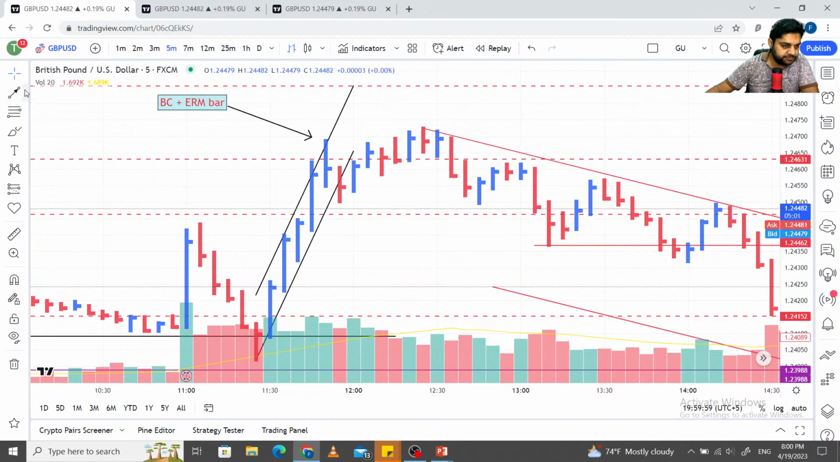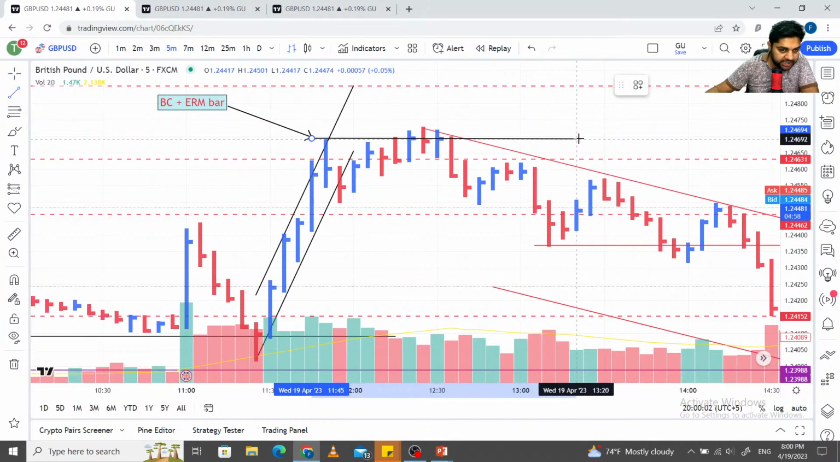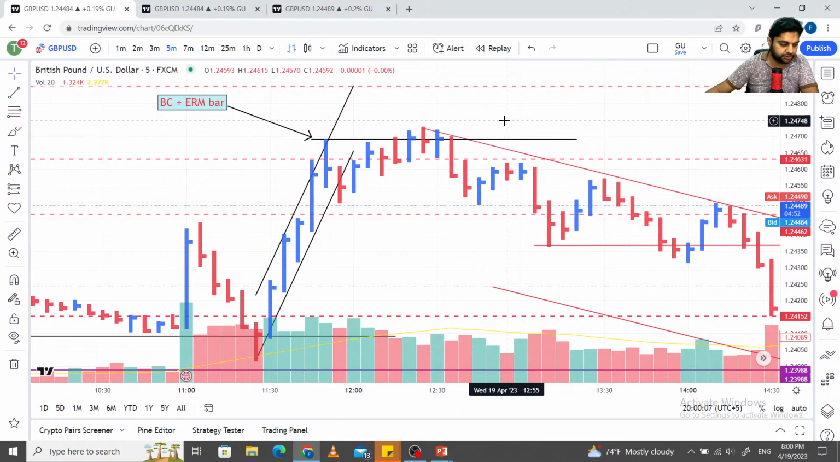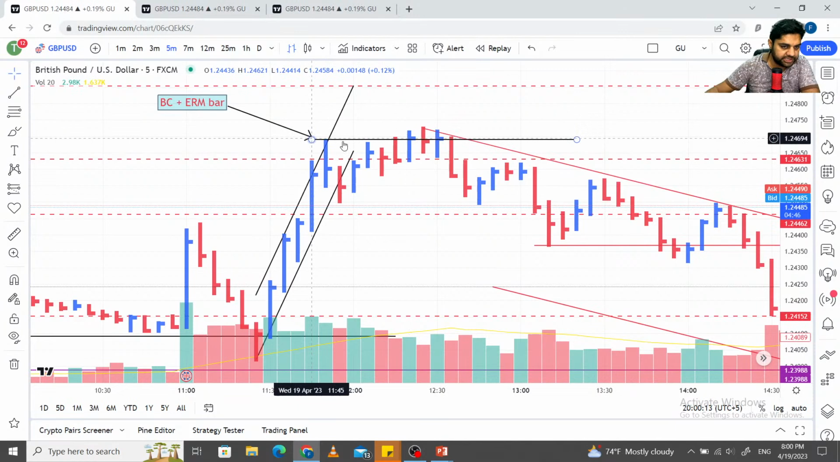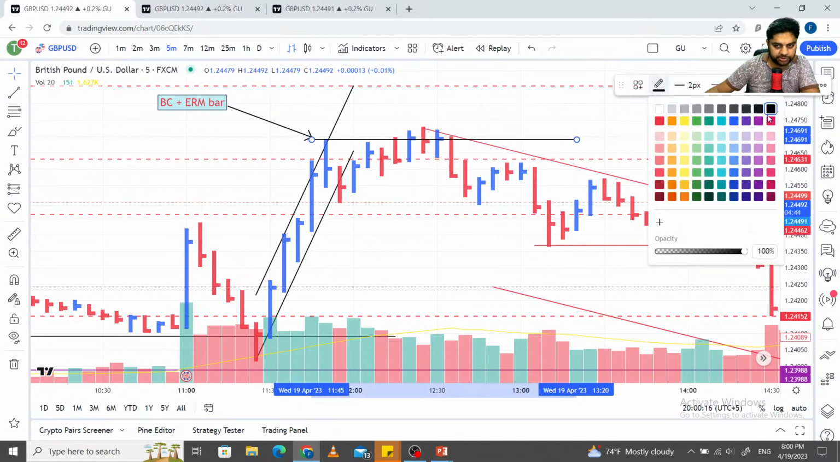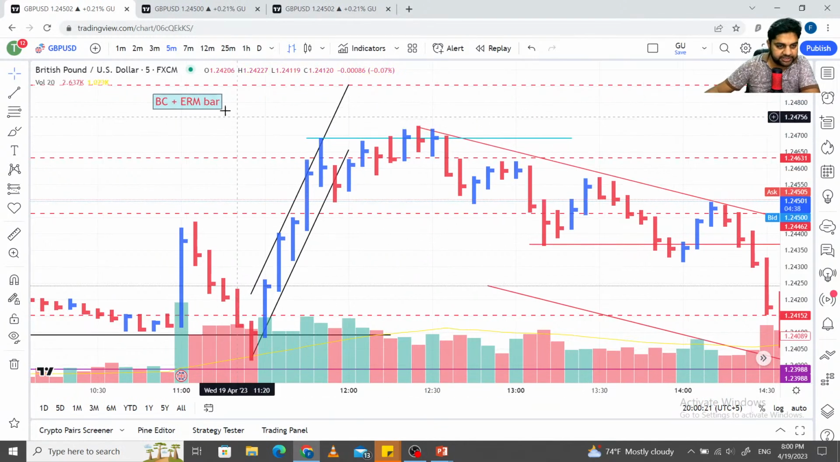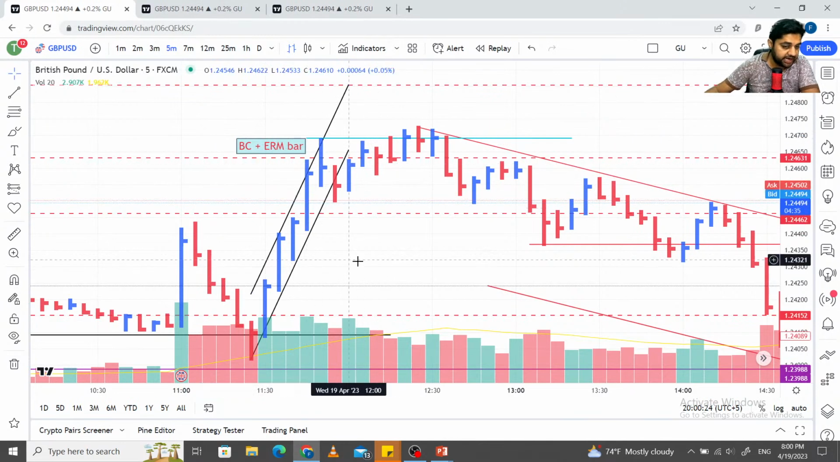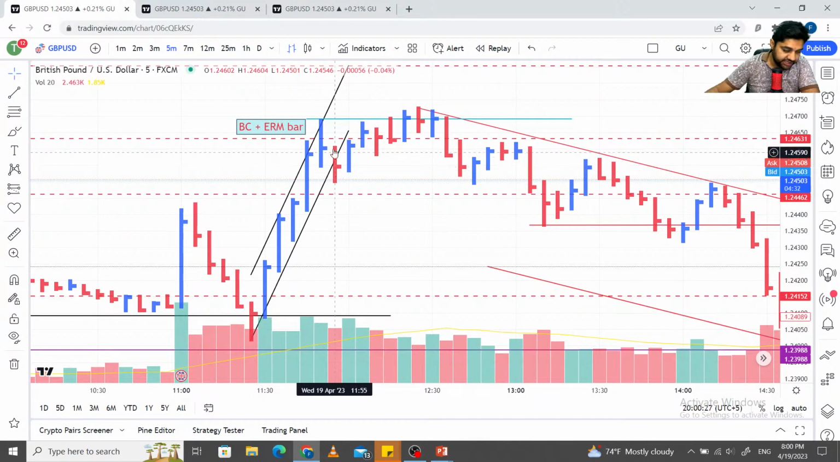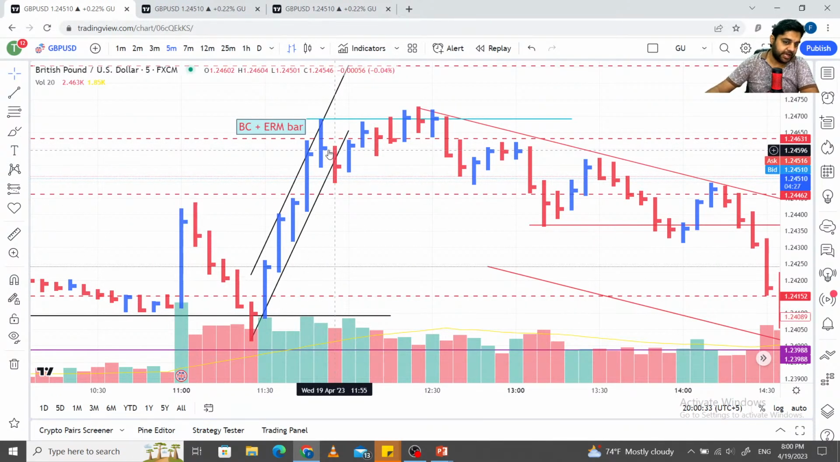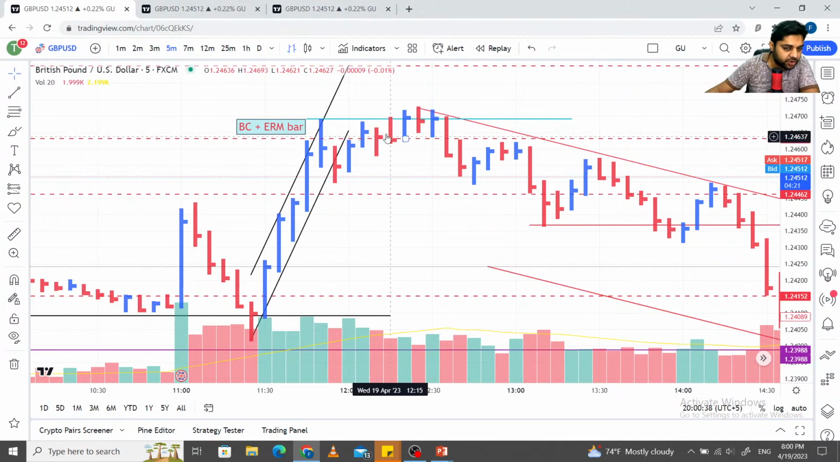So what do we do? Well, you will also make a resistance line just over here. Yes, this is a supply zone, or you can call this a distribution zone. Both are okay. So this one is a BC bar, and after this the market came down a little bit. And by the way, it came down for the first time, because all the time it was only going up and up, and it is the first time that the market is coming down and then slowly unable to go up.